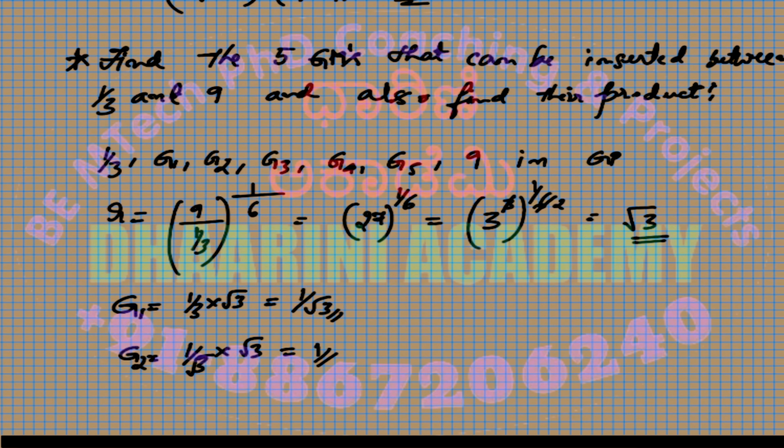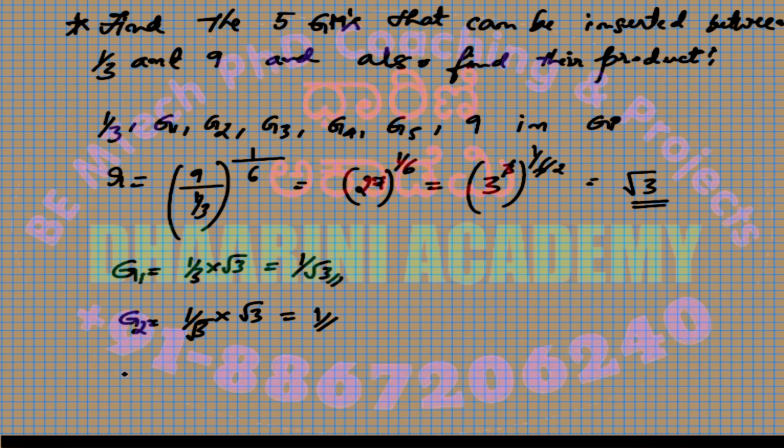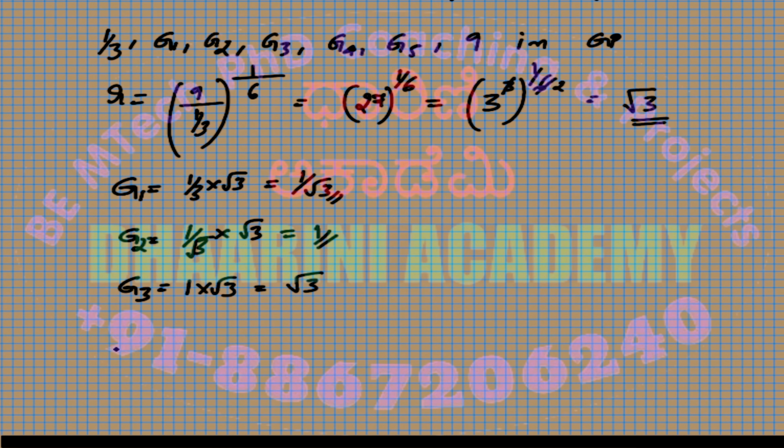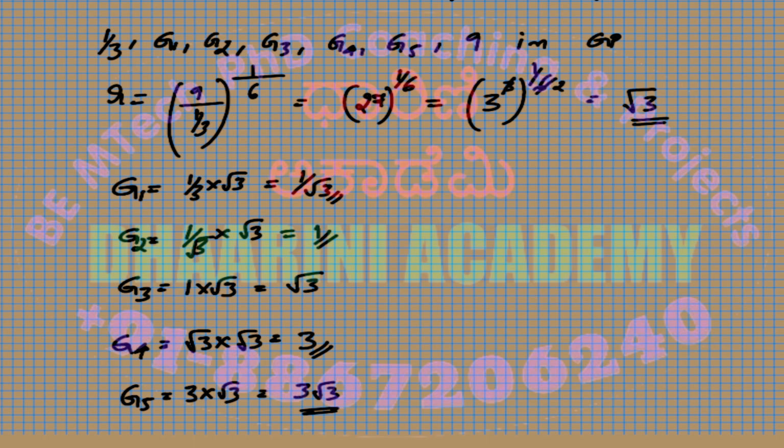Okay, proceed further. Calculate the third term. That is G3 is equal to 1 into root 3. So the next number should be root 3. Okay, then G4 is equal to root 3 into root 3. So that is equal to 3. And the fifth term, G5 is equal to 3 into root 3. So that is 3 root 3. These are the 5 numbers that you can insert between the two given numbers 1 by 3 and 9, right? And they are in the GP.